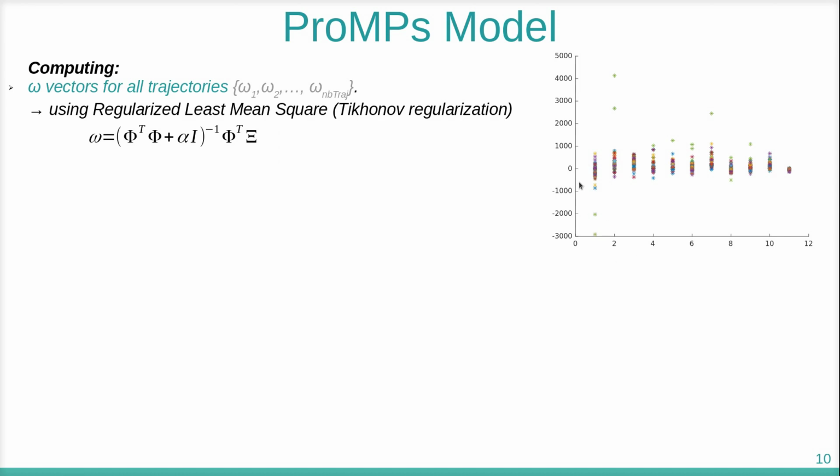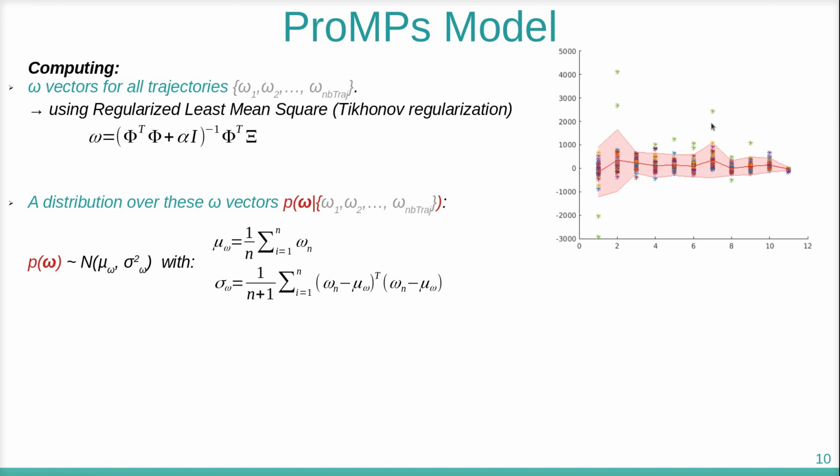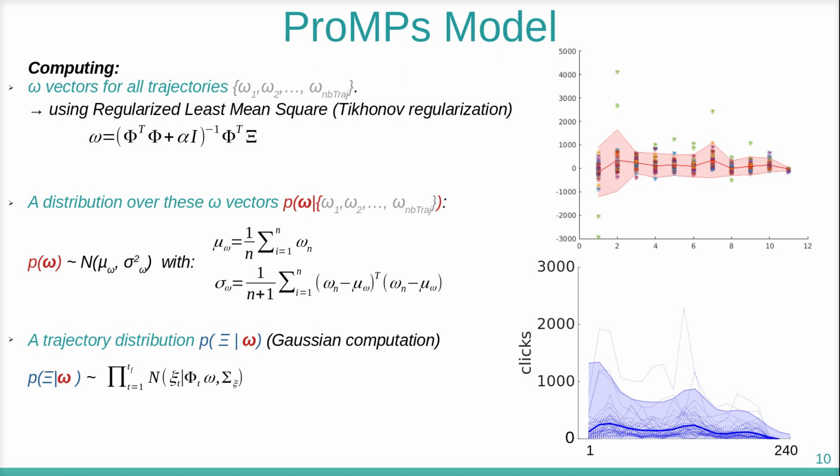So the first step is to compute the omega vectors of all trajectories. So here each color corresponds to 1 trajectory, and we have 11 weights for 11 Gaussians of the model. So to fit these weights to the data, to the trajectory, we use a regularized least mean square with the Tikhonov regularization. Then we learn a distribution over these omega vectors with a mean and a variance, expecting that it follows a normal distribution. Then, thanks to Gaussian computation, we have a trajectory distribution.